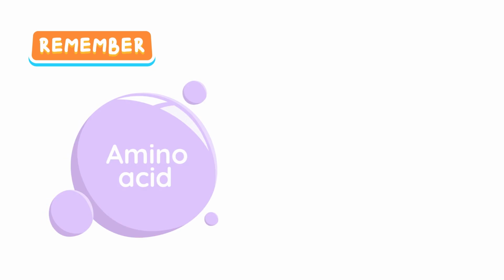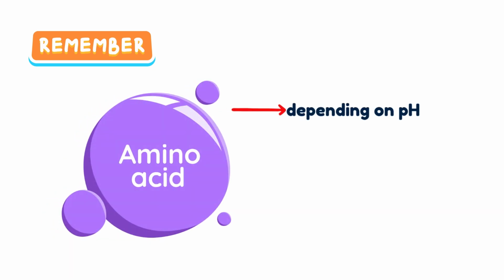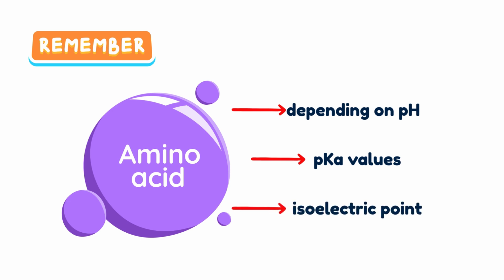So remember, amino acids shift charges depending on pH, pKa values tell you where it happens, and the isoelectric point is the balancing act in between. If you can predict protonation states, you'll breeze through many otherwise confusing MCAT passages.